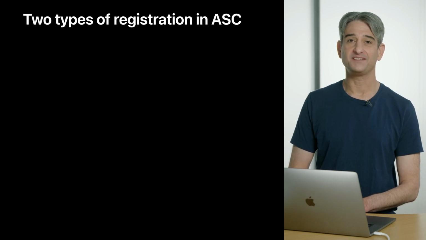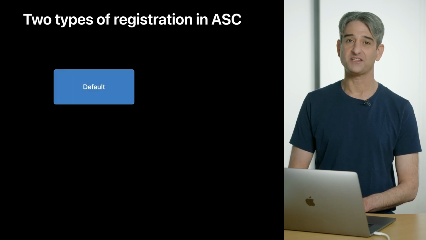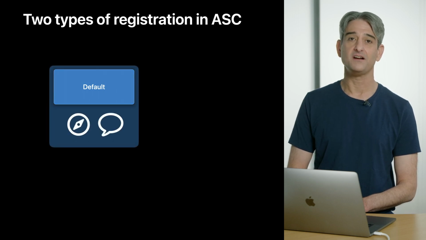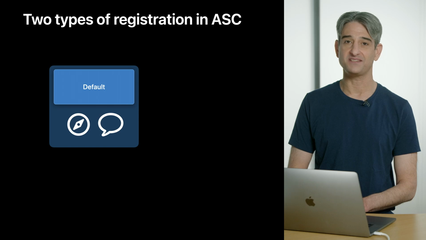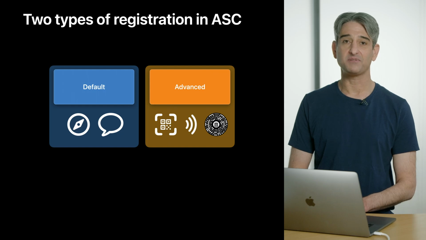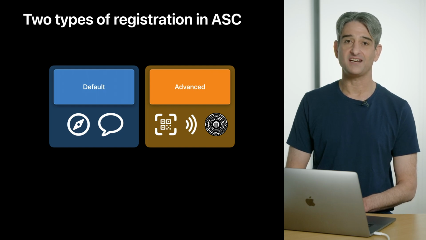In App Store Connect, you have the ability to add two types of experiences. All app clips must have a default experience. For the default experience, you specify metadata that populates the app clip card when invoked from your web page in Safari or when someone sends a link to your web page in Messages. In order to take advantage of physical invocation like QR scanning, NFC, and app clip codes, you need to be sure to add an advanced experience.